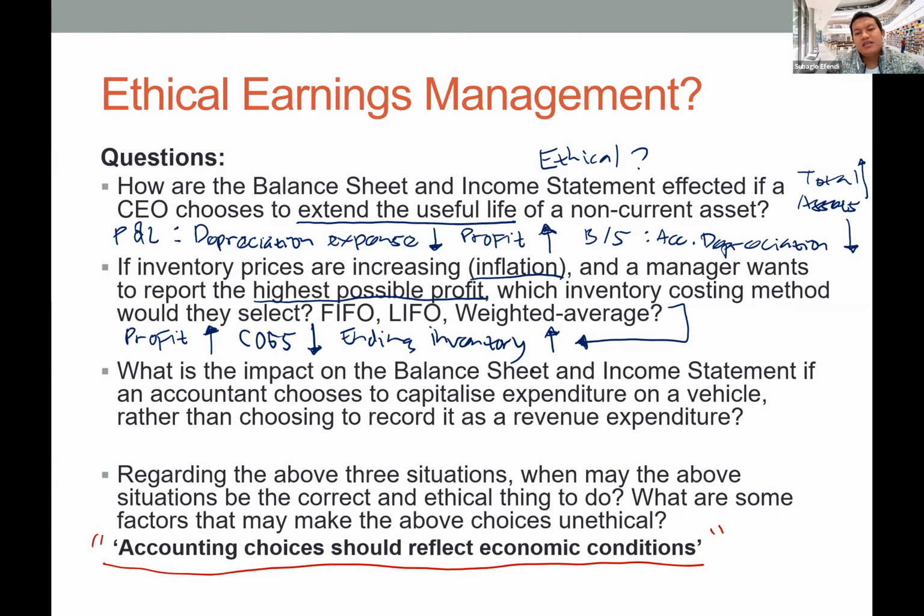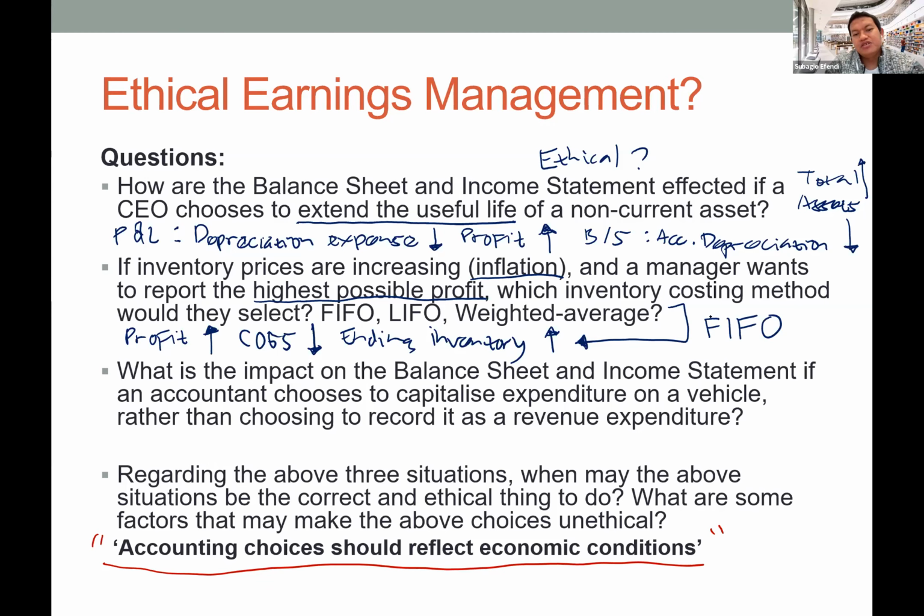Okay, so the idea is that the manager should keep the latest inventory in the ending inventory and sell the old one, because the old inventory has a cheaper price than the latest, the newest one. So which method among these three will give this kind of perspective? Which one? The FIFO, right?